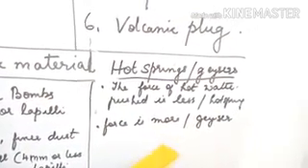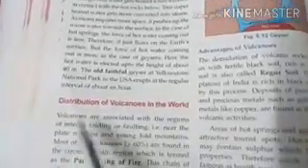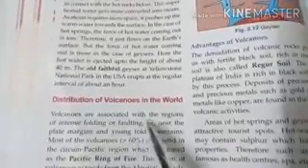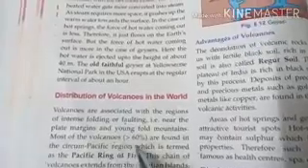Now let us study about the distribution of volcanoes in the world. Volcanoes are associated with regions of intense folding or faulting, and most of the volcanoes, 60%, are found in the circum-Pacific region, which is termed as the Pacific Ring of Fire.